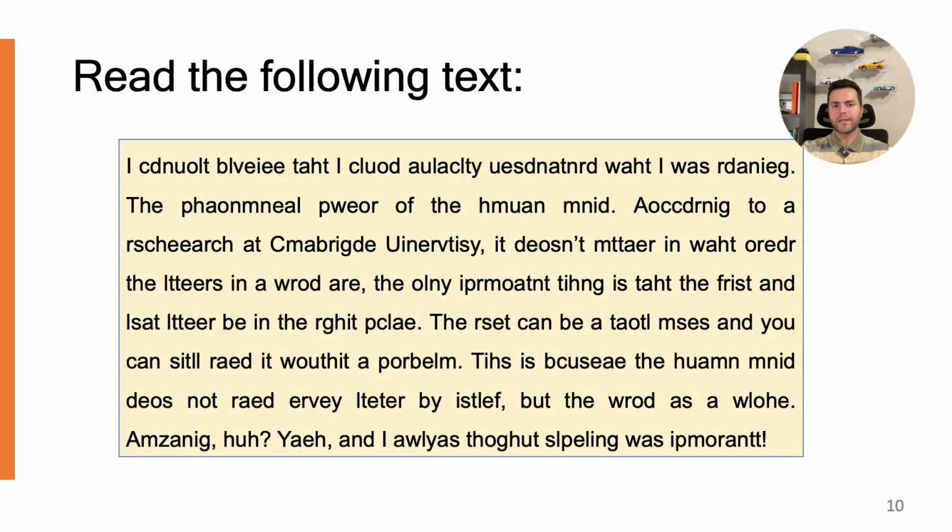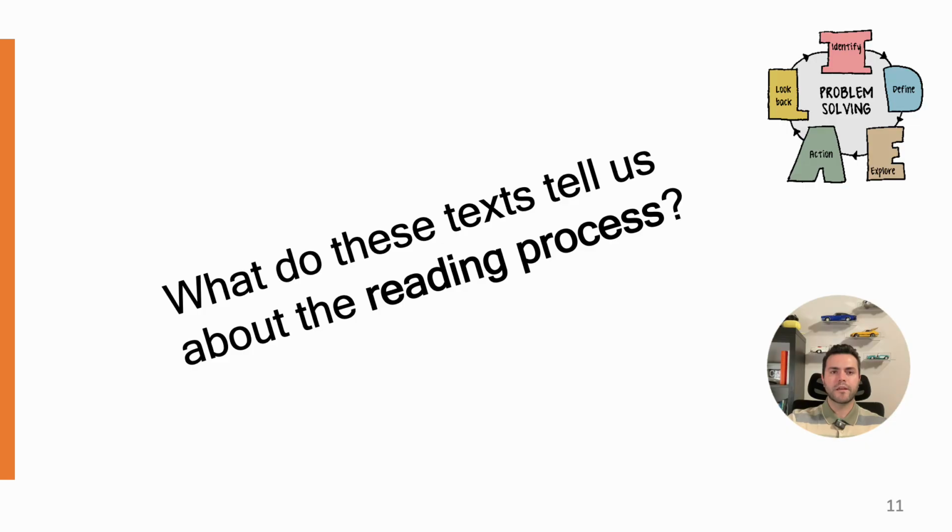So, according to this idea, as long as the first and last letters are in the right place, your brain can make sense of the mess in the middle. Here is a question we can discuss in class. What do these texts tell us about the reading process? You may also consider sharing your response in the comments.